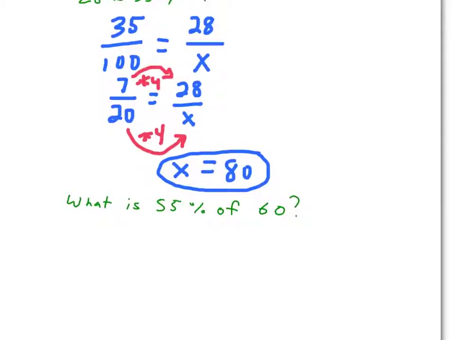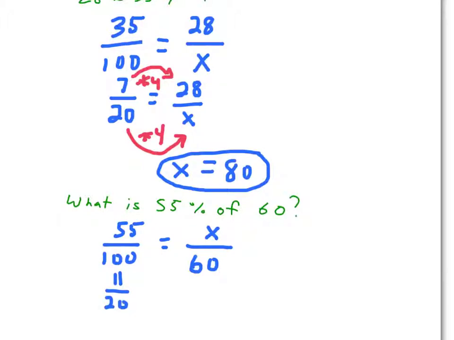On this one, I've got what is 55% of 60. Let me go ahead and make 55% into the first half of our proportion. And since it's of 60, we'll say that's the denominator, and we'll put x in the numerator. Again, no clear multipliers, but I have a common factor of 5 again, so 55 divided by 5 is 11, and 100 divided by 5 is 20, and that actually reveals a multiplier.